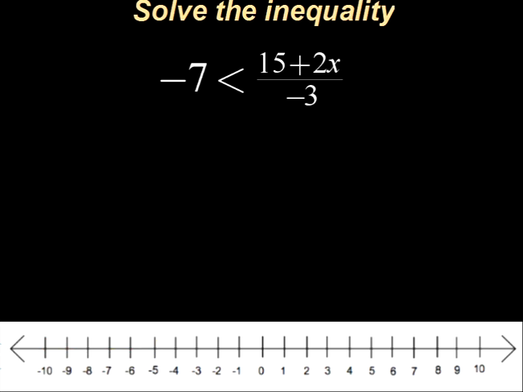In this case, we have negative 7 is less than 15 plus 2x, all divided by negative 3. If this were an equation, the first thing we would want to do is try to get rid of the fraction. We can do the exact same thing in this case by multiplying both sides of the inequality by negative 3. Negative 3 times negative 7 is positive 21. Since we multiplied both sides of the inequality by a negative, we do need to change the sign from less than to greater than.